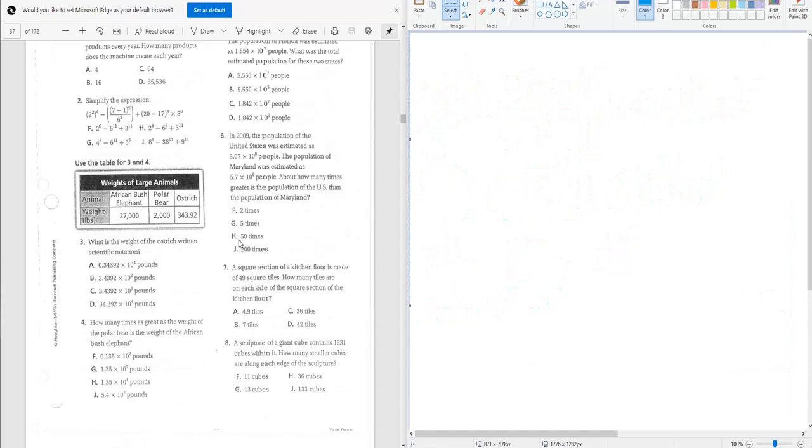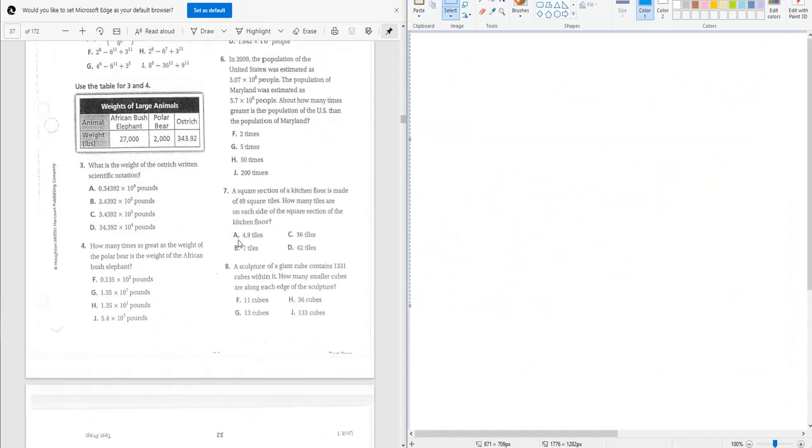So there's number 2. What is the weight of the ostrich written in scientific notation? Okay, first let's write it in standard notation. If you're wondering what standard notation means, it pretty much just means the normal numbers you're looking at. So the numbers that you're familiar with, that's standard notation, like 27,000, 2,000. That's standard notation. So 343.92.